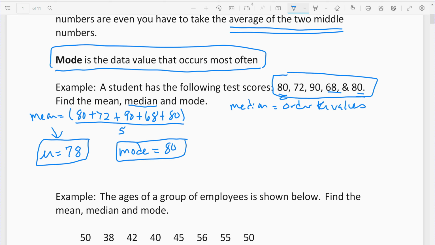So the lowest number is 68. The next number is 72. Then my 80s, and you write both of them down, 80 and 80. And then 90, and then you kind of check, make sure I've got 1, 2, 3, 4, 5.